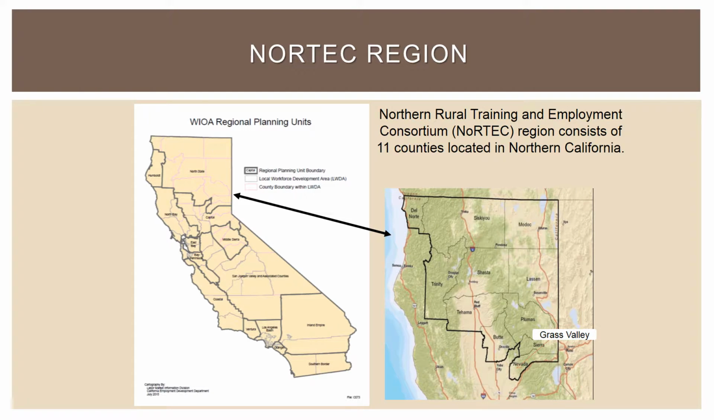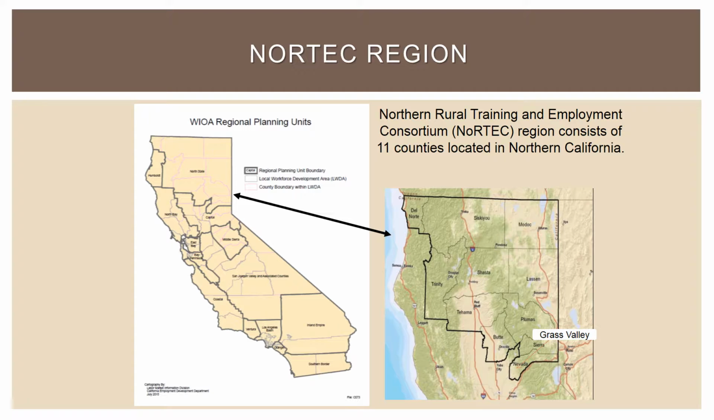So NORTEC, Northern Rural Training and Employment Consortium, is the Workforce Development Board, which provides oversight, guidance, and direction for the Federal Workforce Investment and Opportunity Act, also known as WIOA, in the region known as the Workforce Development Area. There are 46 of these regions throughout California, and each one of them has a local workforce development board.